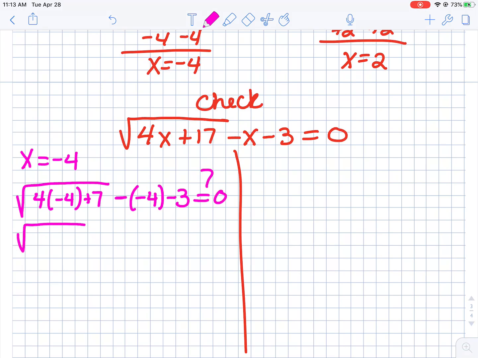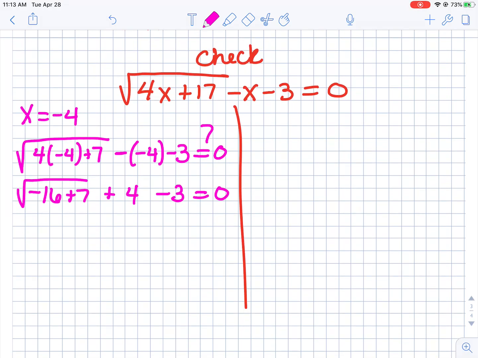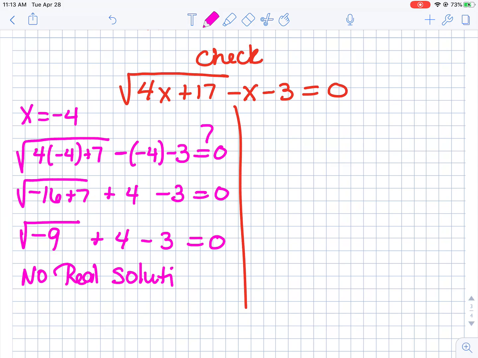Okay, so this is going to give us the square root of −16 + 17, plus 4 − 3. I got a plus 4 by negative times negative. Then under here we get −16 + 7. Well, that gives us −9. And if you try that, you're going to get an error because we talked about this. The square root of a negative is no real solutions. And so this doesn't work. This one is an extraneous solution. We can cross it out.